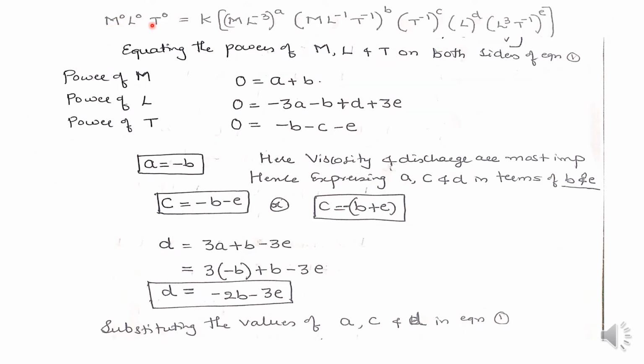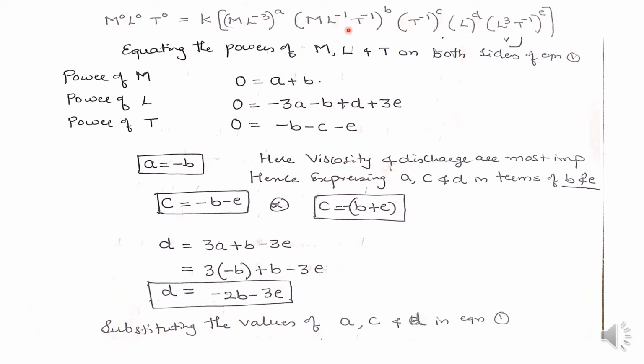The power of M is 0 on the left hand side of the equation. On the right hand side, the power of M in the density term is a, and the power of M in the viscosity term is b. So we add the powers: a plus b. In the other terms, no M term is there.